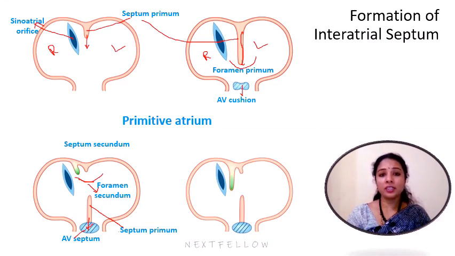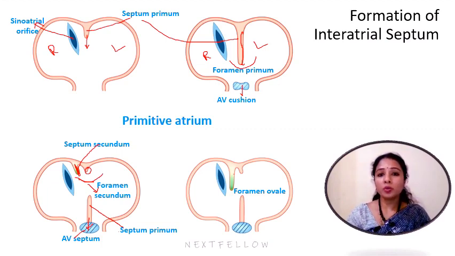Now a second crescentic shaped septum arises from the roof of the primitive atrial chamber immediately to the right of the septum primum. This is the site where the septum primum had formed. Just to the right of it we can see one more septum growing downwards, called septum secundum. This foramen is foramen secundum, otherwise called ostium secundum.